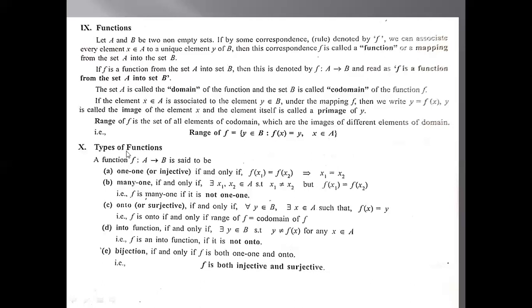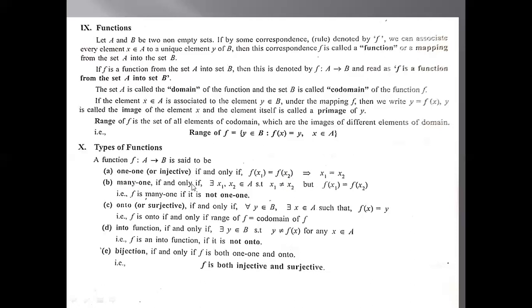Next, types of functions. In this, one-one function, onto function, many-one function, into function, and bijections. A function f from A to B is said to be one-one or injective function. One-one is also the same as injective. One-one is nothing but injective. This function f from A to B is said to be one-one or injective if and only if f of x1 is equal to f of x2 implies that x1 is equal to x2.